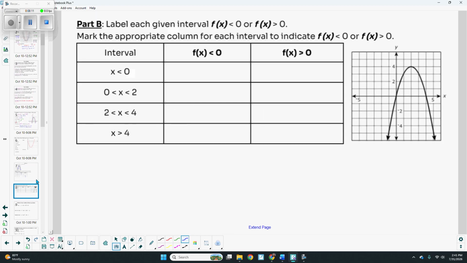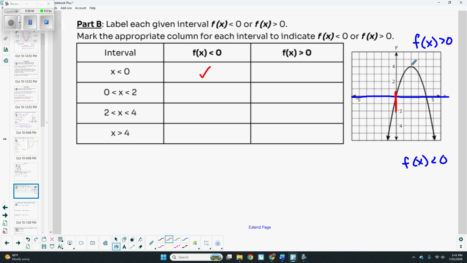For part B, we now want to label each given interval if f of x is less than 0 or f of x is greater than 0. What that means is if I took the x-axis, is my function, is my line happening above or below that line? Right? Everything up here is f of x is greater than 0. Everything down here is f of x is less than 0. So for x is less than 0, so everything here, that's all below the graph, right? So that's less than 0.